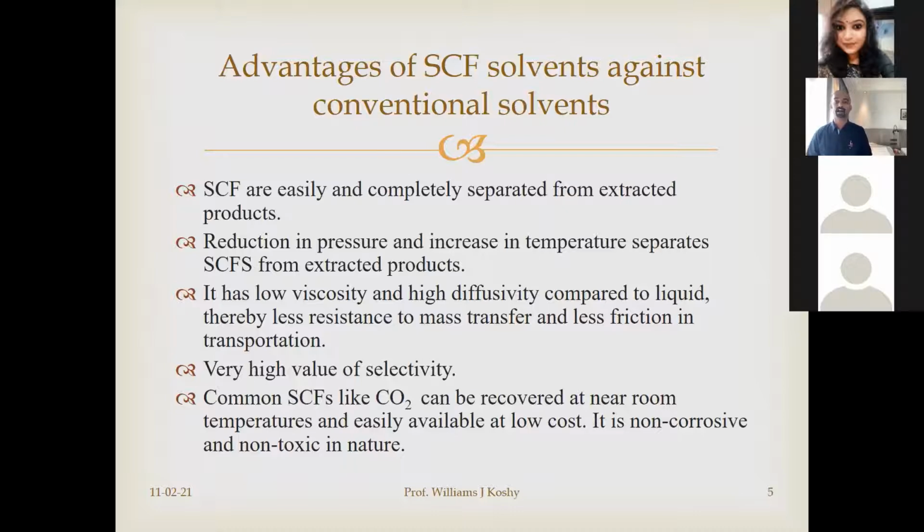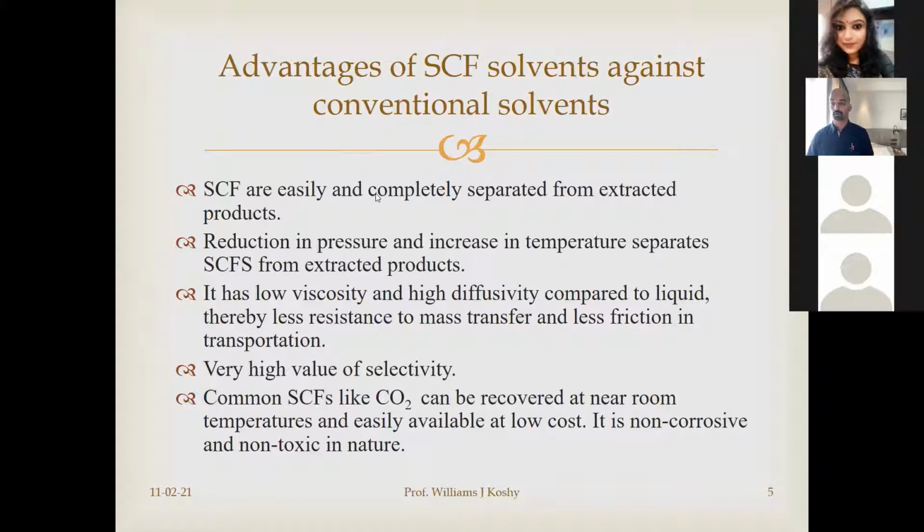But here, after the process, you slightly reduce the pressure, you slightly increase the temperature, and your solvent and solute are 100% separated. It is one of the biggest advantages. Again, as we already saw, it has low viscosity and high diffusivity compared to liquid.